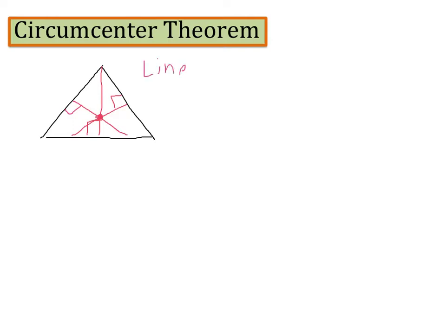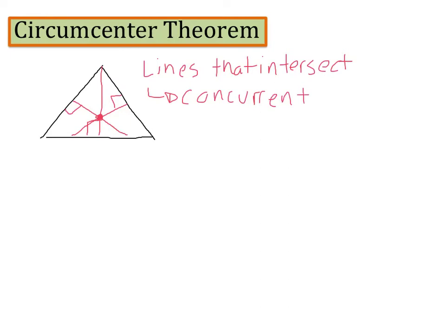Lines that intersect, we're going to call them concurrent. So this point here, we'll call it point A. We'll say that A is the point of concurrency.